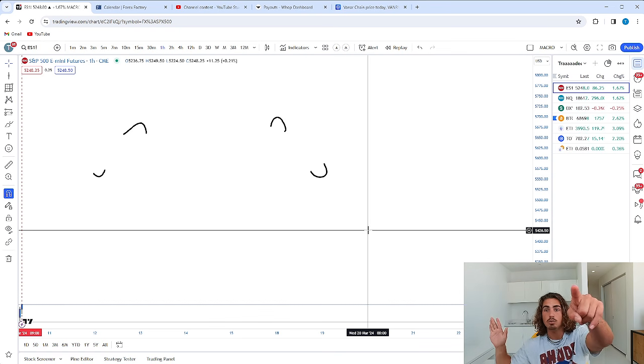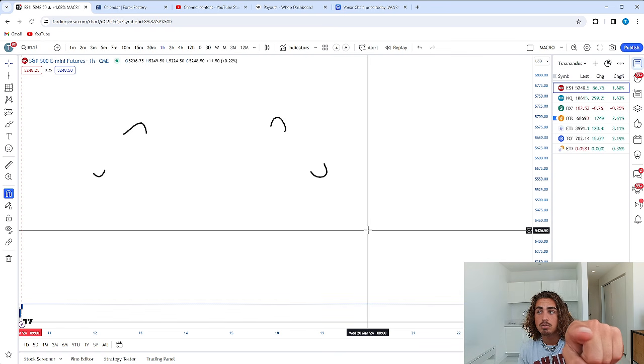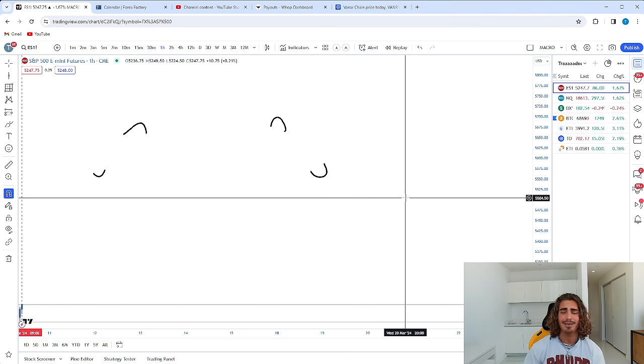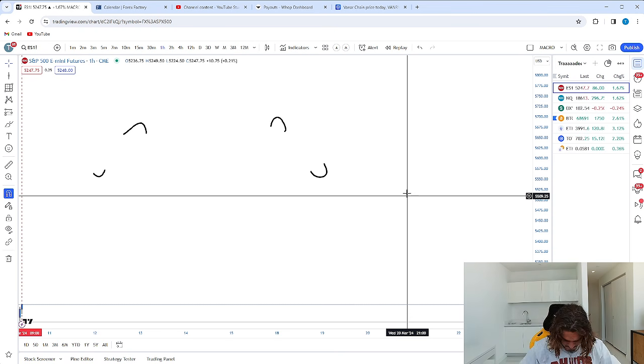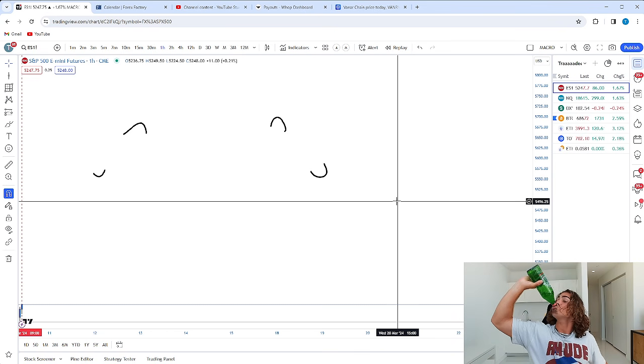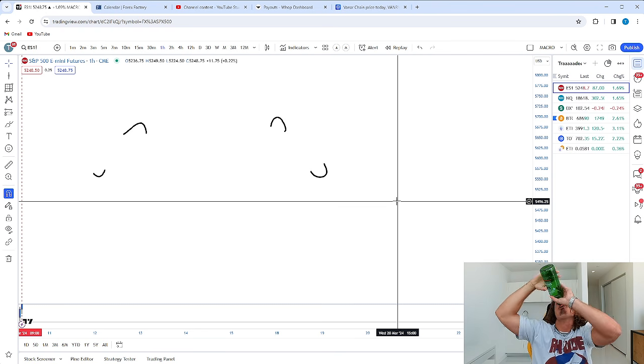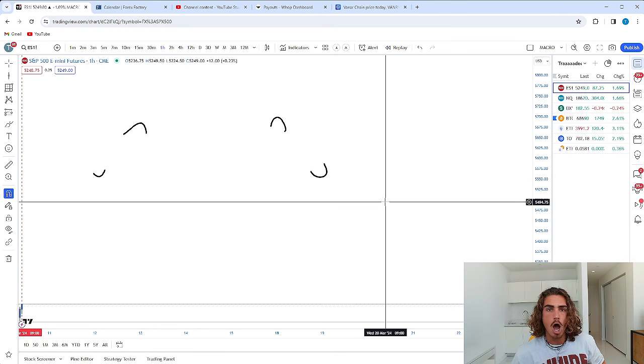Oh, you, the handsome boy in the front? No, not the one that I'm pointing at. That one. What, mister, what's a swing high? What's a swing low? I'm gonna tell you.